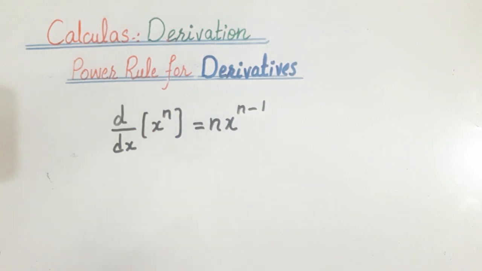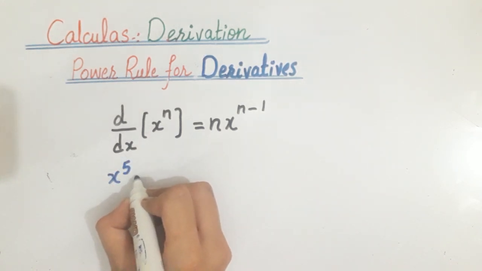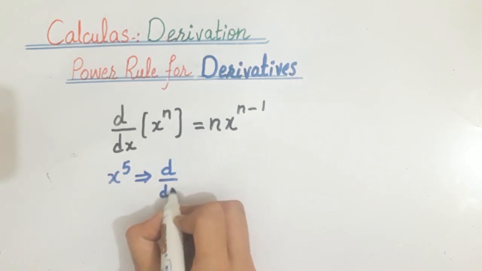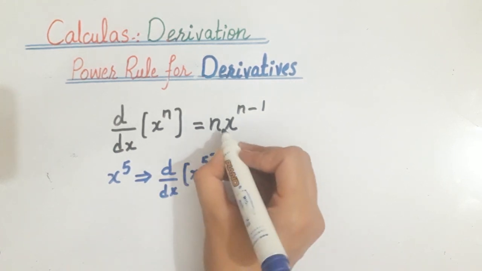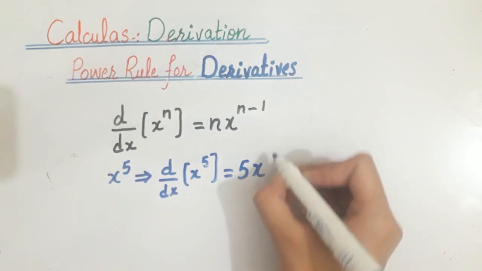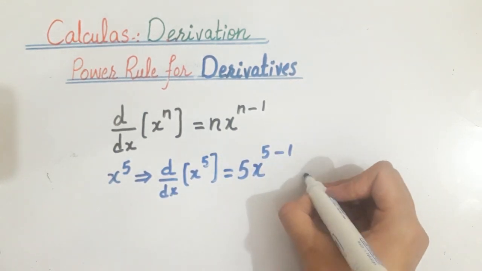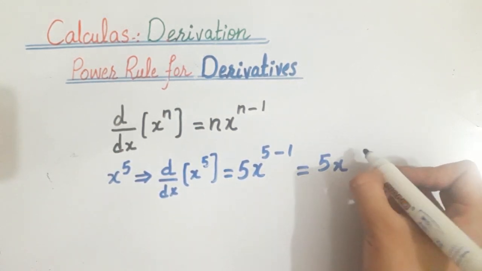Now let's try this formula. Consider you have a function x raised to power 5 and you have to differentiate this. So d by dx of x raised to power 5, then the exponent 5 in the start and x raised to power 5 minus 1. So your answer will be 5 x raised to power 5 minus 1, that is 4.